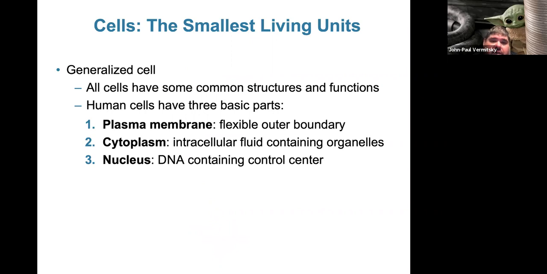So a generalized cell, all cells have some common structures and functions. Human cells have three basic parts. They're going to have a plasma membrane, which is a flexible outer boundary made up of a phospholipid bilayer. They will have a cytoplasm, which is intracellular fluid containing organelles. And then you will have a nucleus. This is a DNA containing control center.